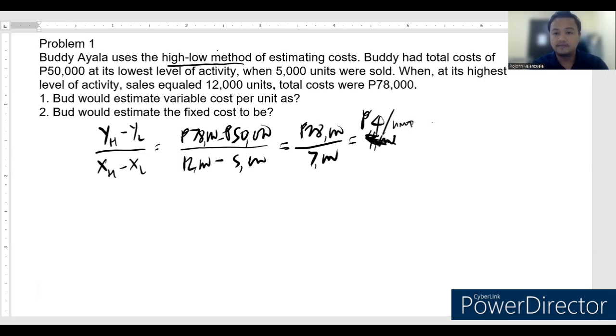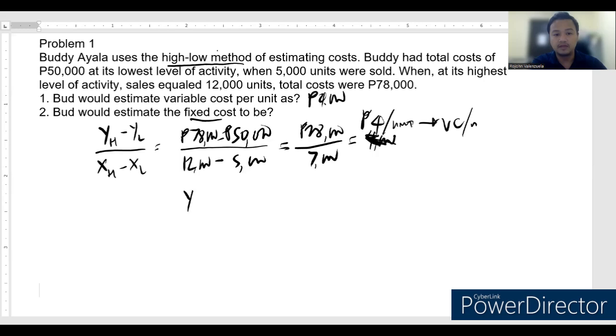And what do we call this? This is your variable cost per unit. So, ang sagot natin sa number 1 is 4 pesos per unit. Okay? Now, what would estimate the fixed cost to be? Ngayon, para ma-compute natin yung fixed cost, pipili ka sa highest or lowest activity para ma-substitute mo yung variable cost per unit in order for you to get the fixed cost.